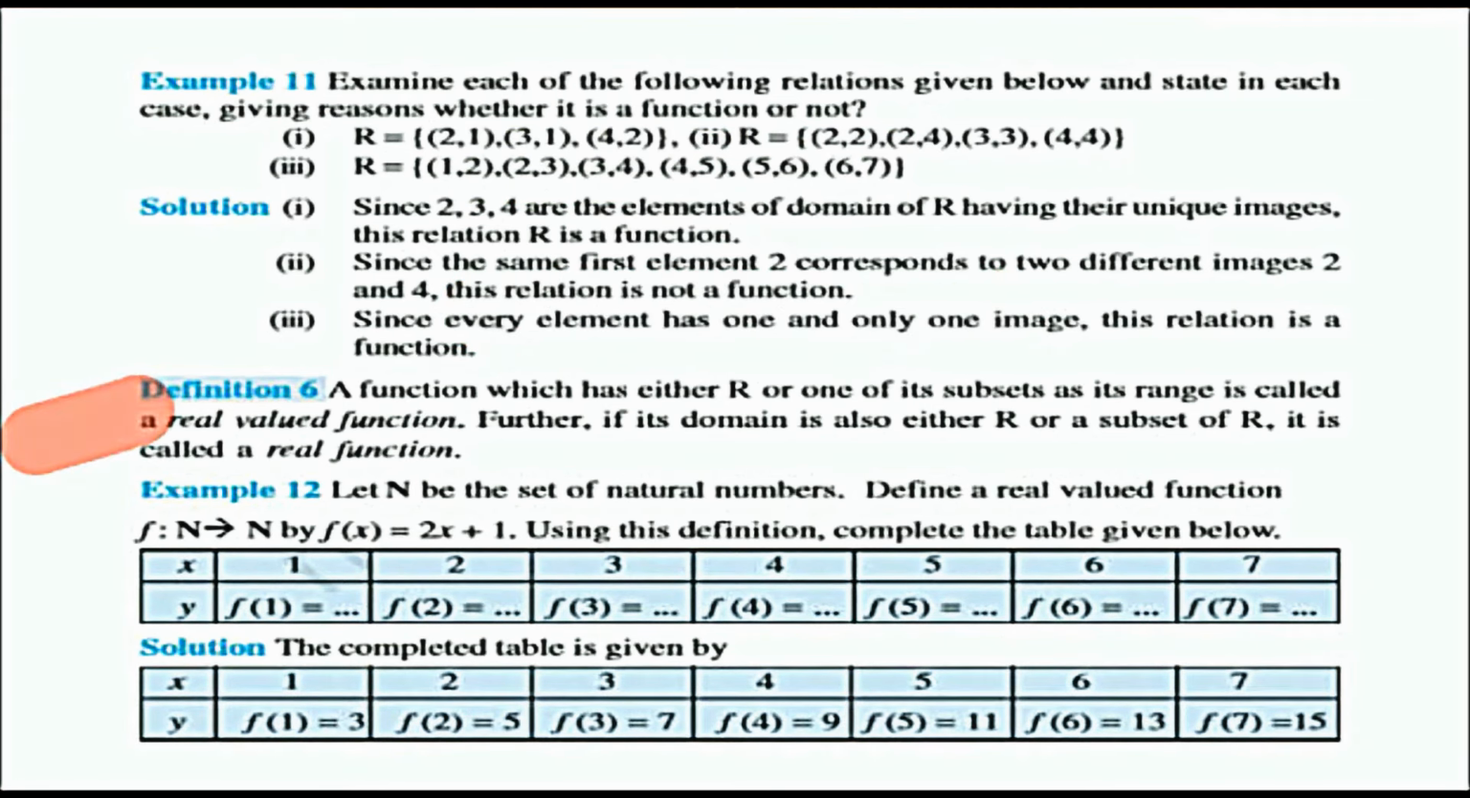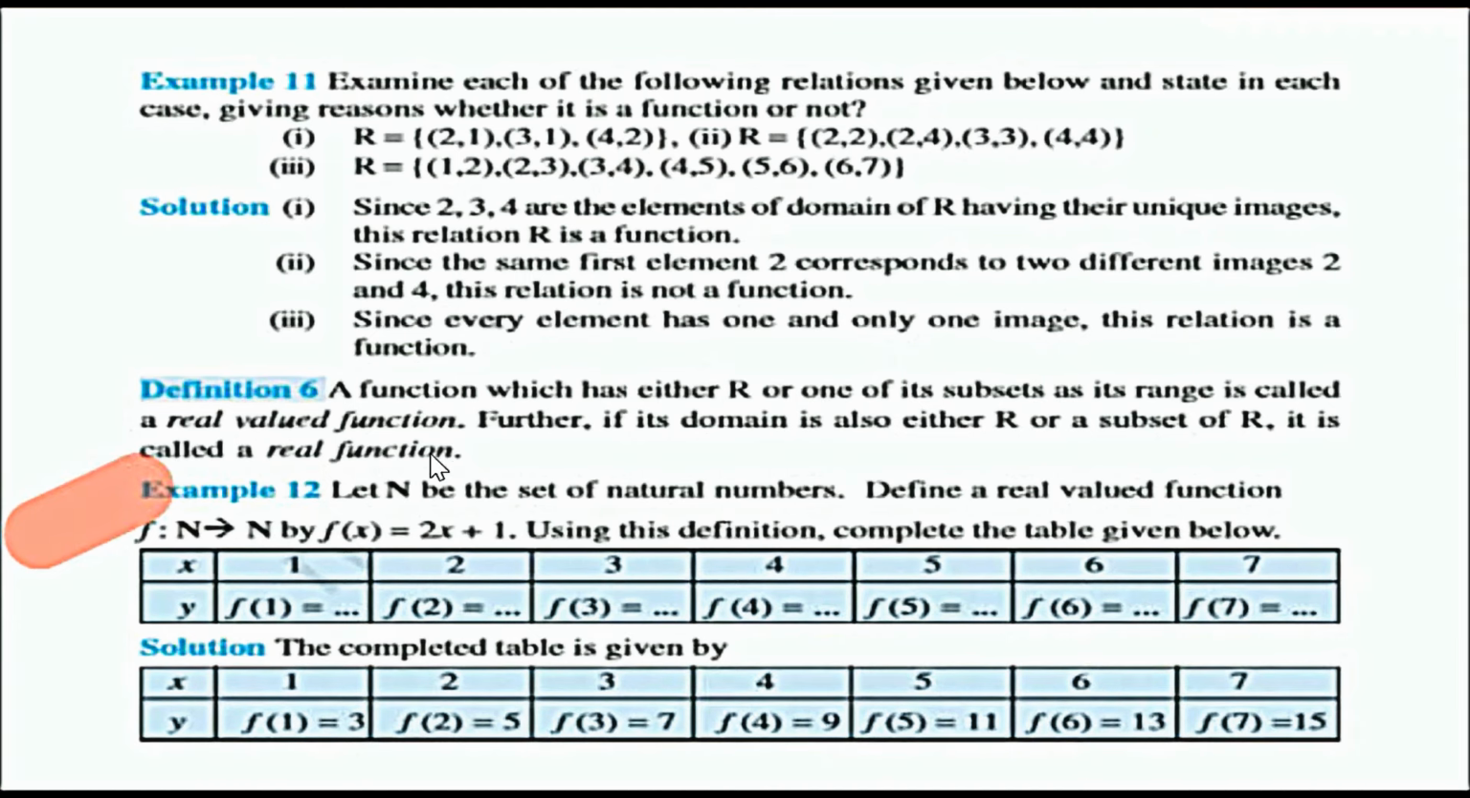Let us take a definition now. A function which has either R or one of its subsets as its range is called a real valued function. You can further understand that if its domain is also either R or a subset of R, it is called a real function. So let me introduce you to this real function, or real valued function.